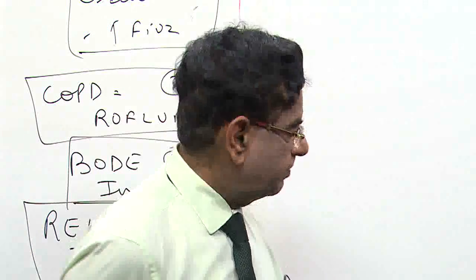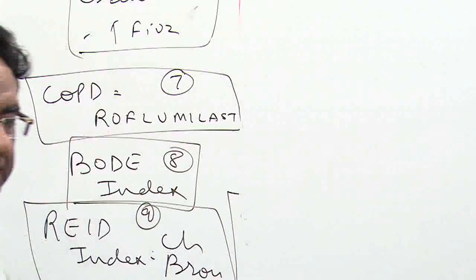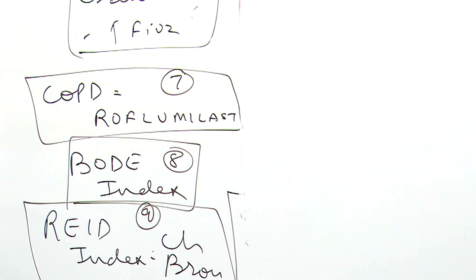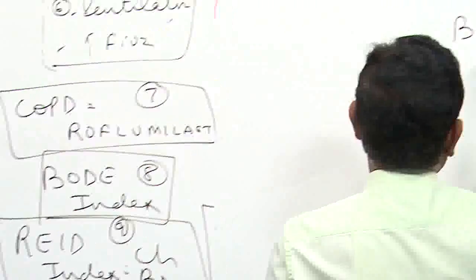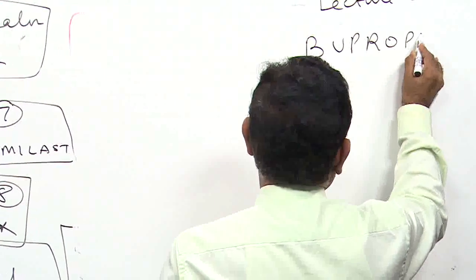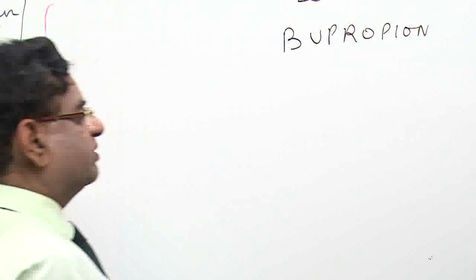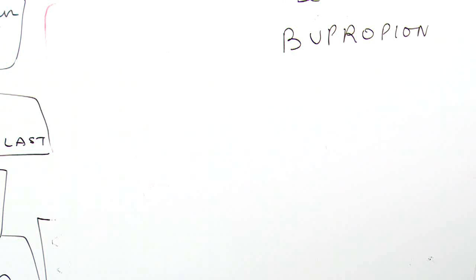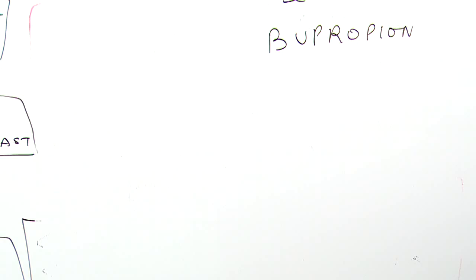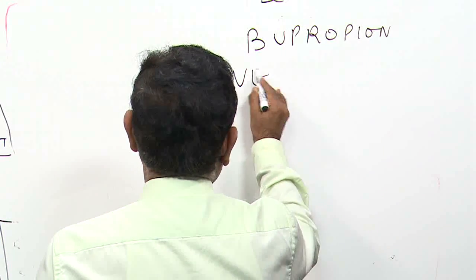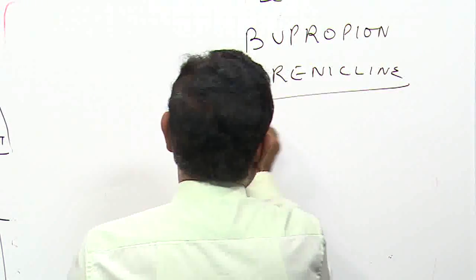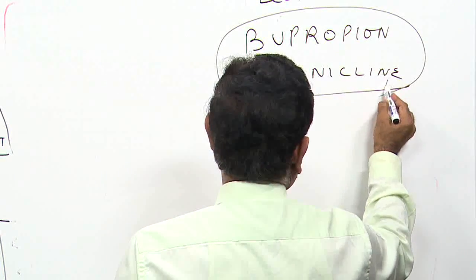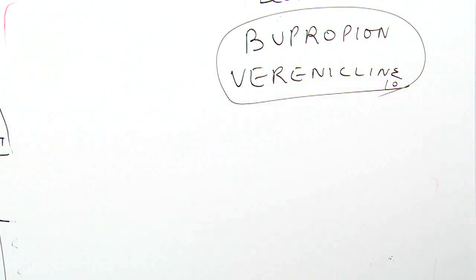Well, so now we have certain drugs which can help in quitting smoking, that is bupropion. Bupropion is the one drug which helps in stopping smoking, and varenicline. These two drugs help in stoppage of smoking. Box number 10.